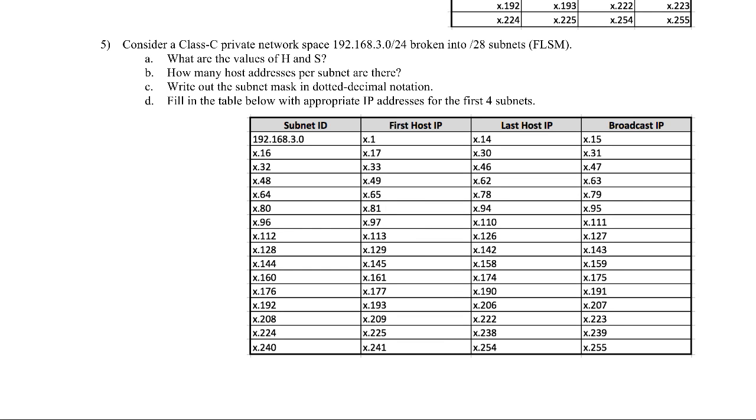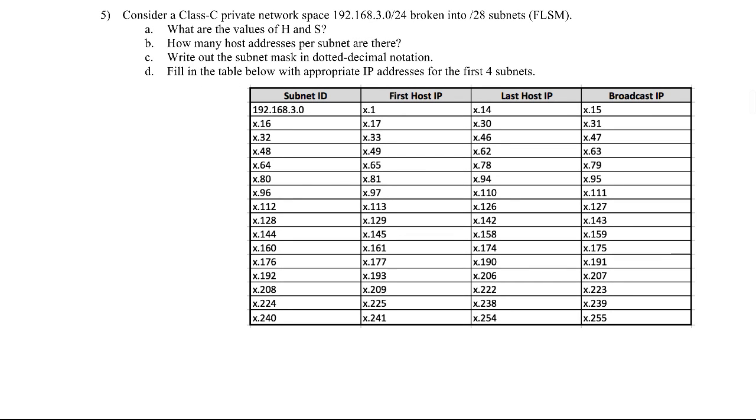Okay, here's another example of subnetting where we're starting with a private class C, 192.168.3, which is a /24, and we're going to break it up into /28s. First thing I do when I see this /28, I go 32 minus 28 is 4, so my value of H is 4. I can also go 24 plus 4 is 28, so that's my number of subnet bits.